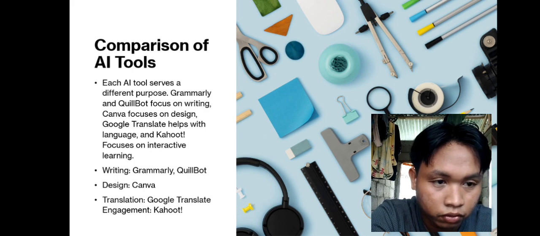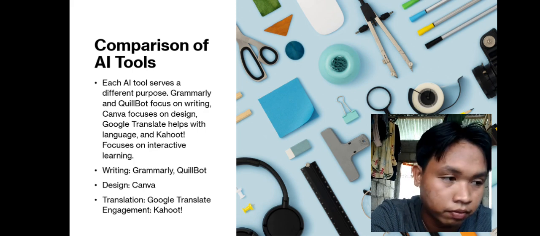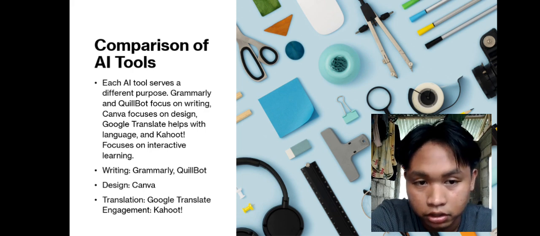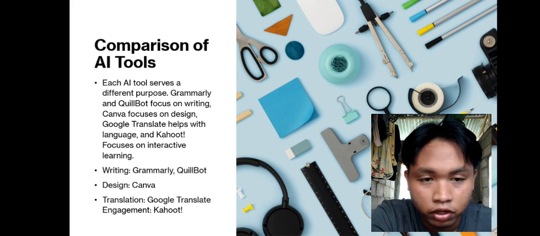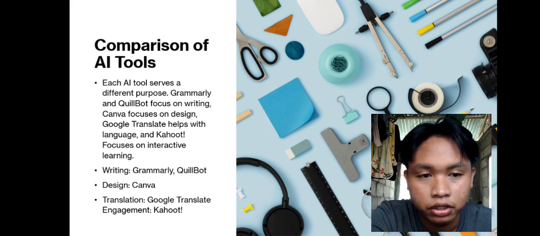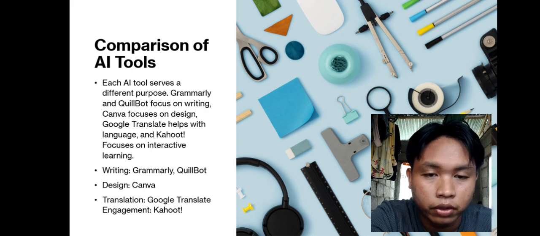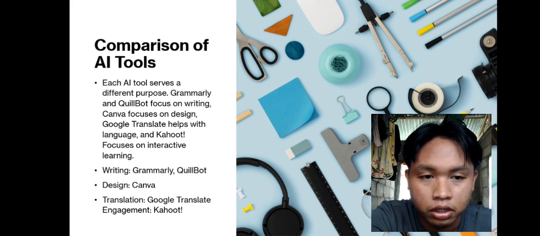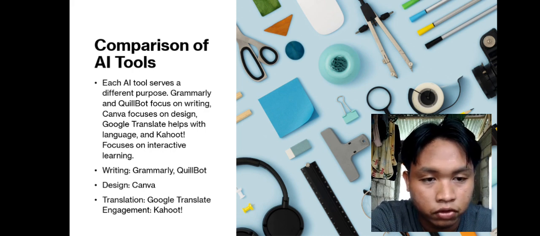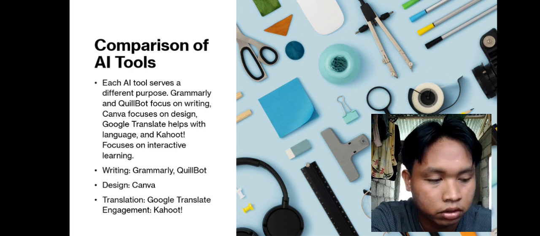And if we're looking for designs, for our PowerPoints or resumes or even letters, Canva is available for us to use. And if we want to translate languages or words from another language, we can use Google Translate. And for engagement, of course, we can use Kahoot.